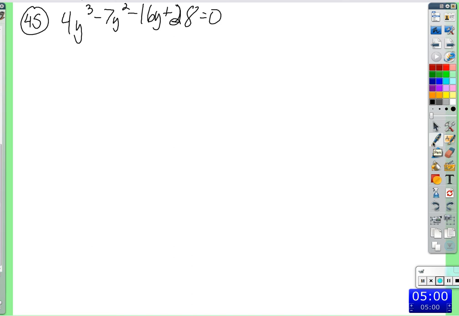Right? So first, after we make sure it's equal to 0, we look at these two groups. There's a group, including the negative. There's a second group. First group, what does the first group have in common? A y squared. Okay, so we take the y squared out of the parentheses, so within the parentheses.